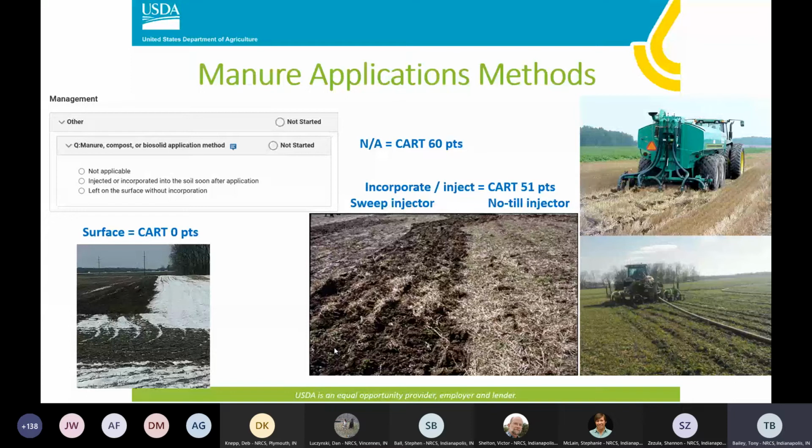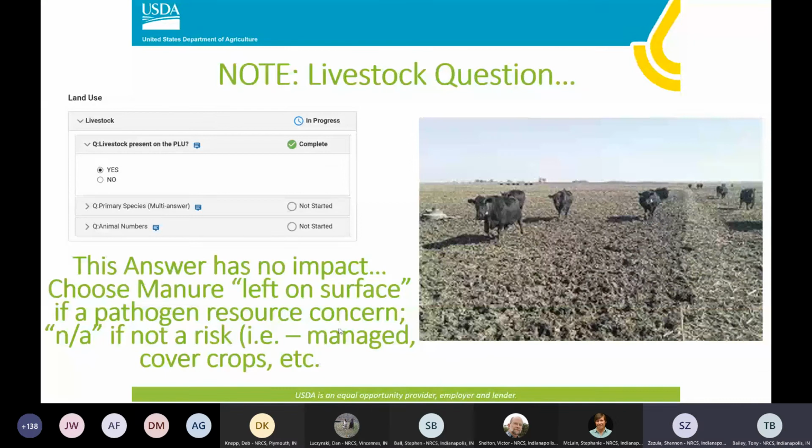And in all cases, if possible, we want to try and encourage those producers to use low disturbance injectors when we're making those liquid applications. We'd much rather see some of that. And also related to the livestock question, this answer has no impact related to this. So if you choose manure if we're leaving it on the surface, if there's a pathogen resource concern, or not applicable if it's not a risk, if it's managed, or if cover crops were included. Any other comments or questions with that?